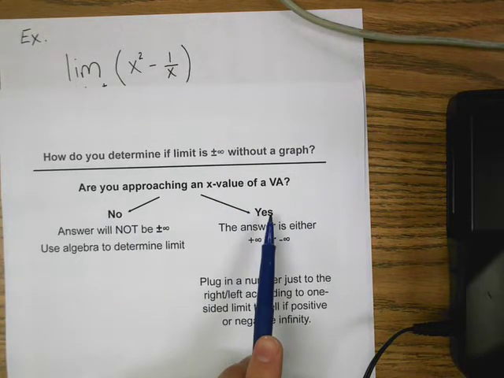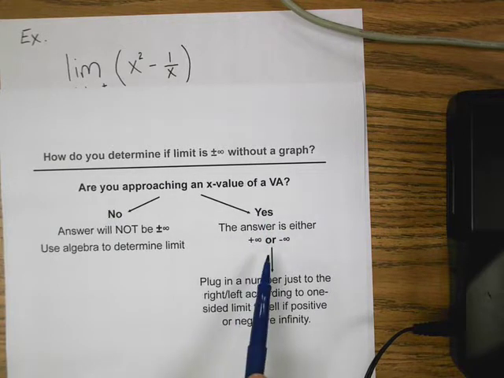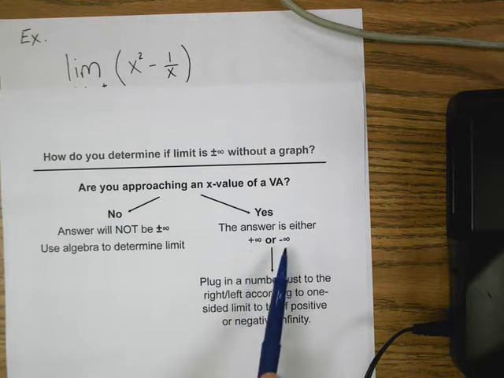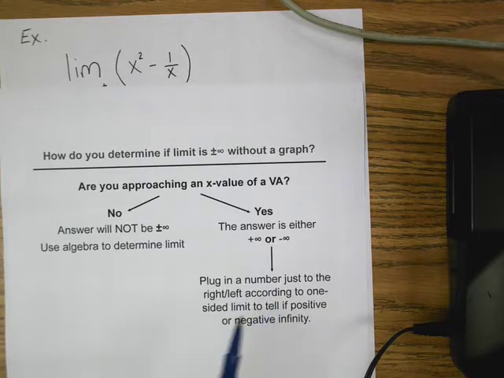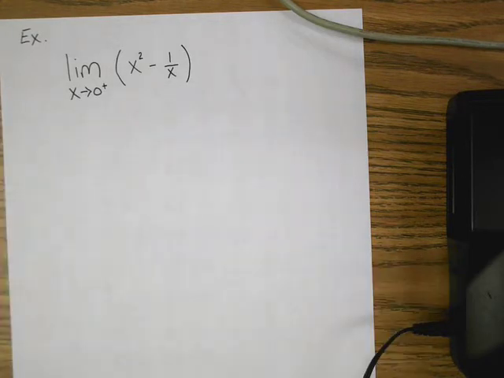If you are approaching a vertical asymptote, and when we say that, we mean typically you're dividing by 0, then your answer is either going to be positive or negative infinity of your one-sided limit. In that case, you want to plug in a number just to the right or left of that number, just to see which way you're headed.